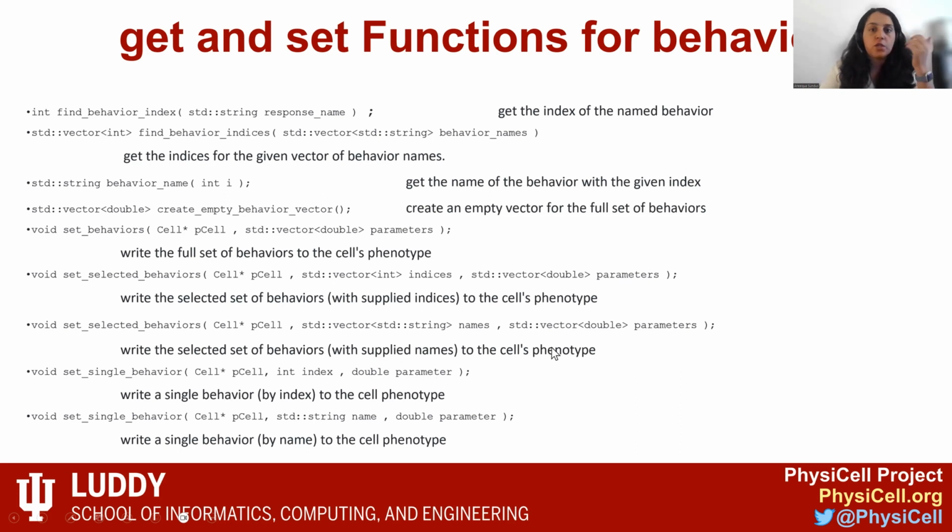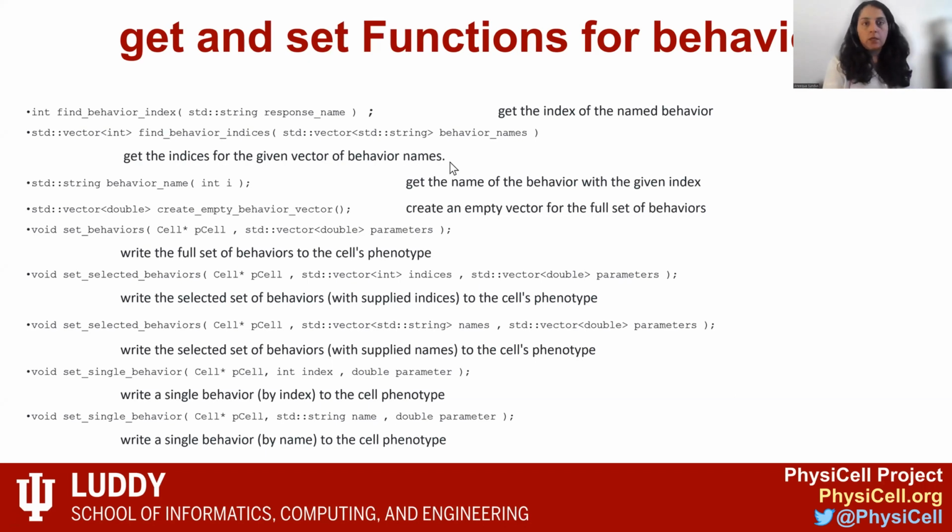You can change the cell phenotype. You can access it by name, or you can access it by index. You can get a whole vector or a single behavior, and based on that you can change the behavior. So you will give the cell and the signal name, and which parameters, how much value you want to tune up or tune down. So these are the functions for behaviors.